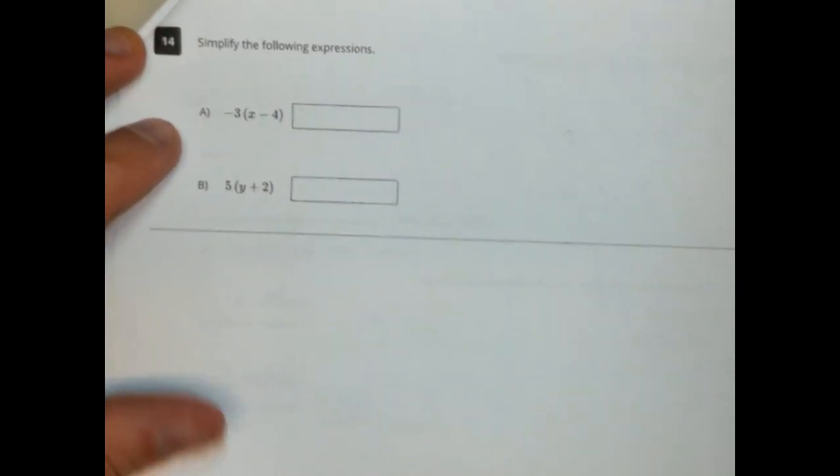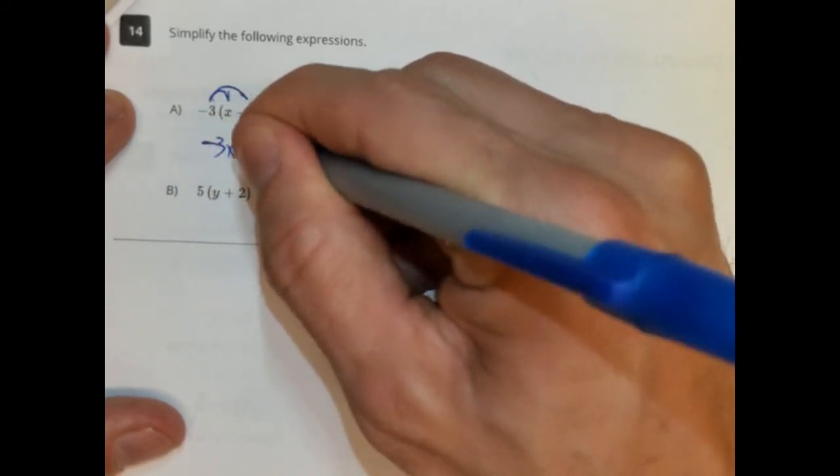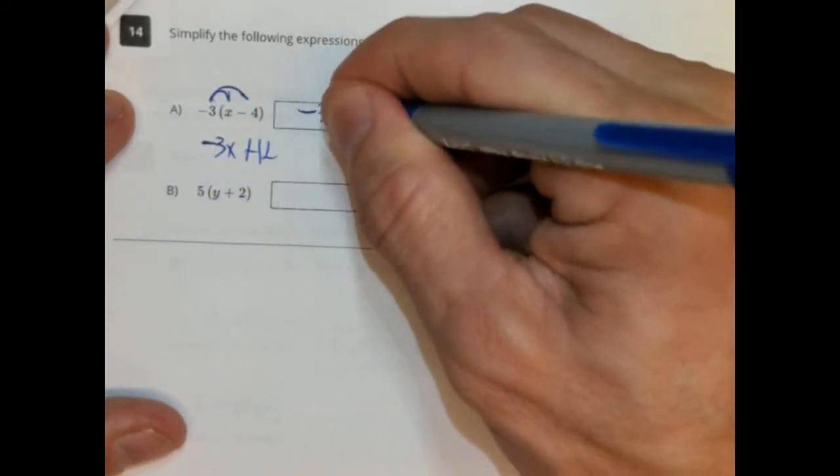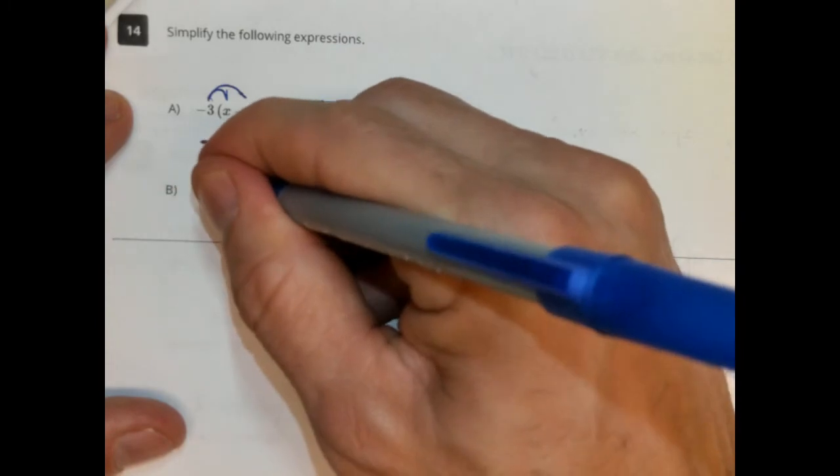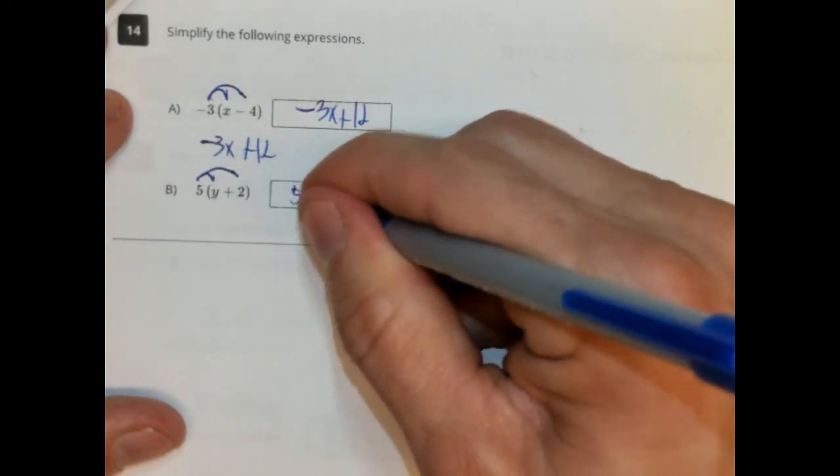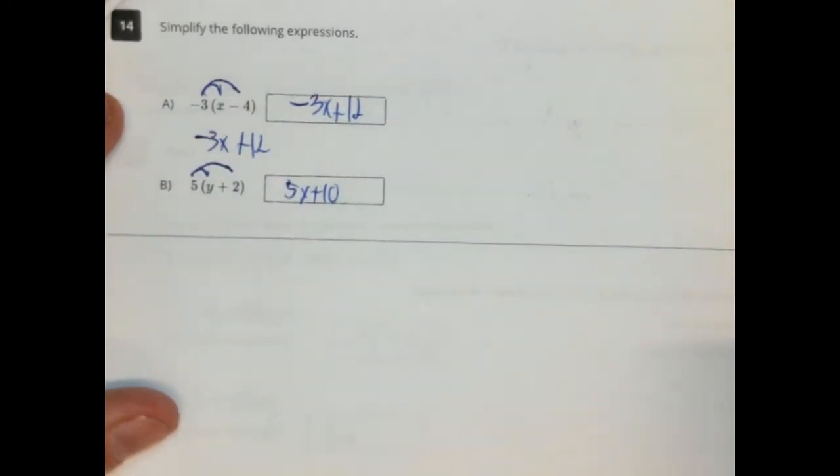Yep. Simplify the following expressions. So again, this is just going to be distribution. Let me zoom in so you can see it a little better. So we're going to distribute that. So -3x plus 12. That's it. -3x plus 12. And then here, distribute the 5. So 5y plus 10. And that's it.